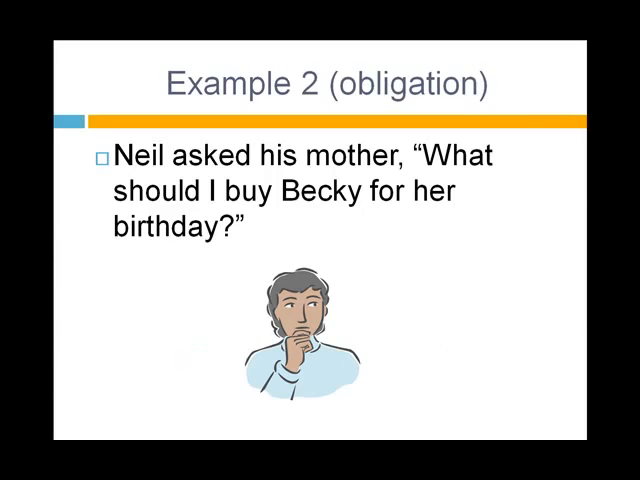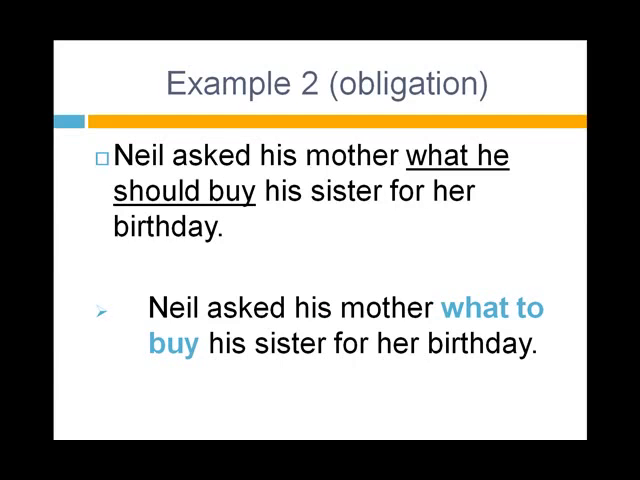Example 2. Obligation. Neil asked his mother, "What should I buy Becky for her birthday?" Now, how will we report this question? First, we could try to report the question using as many of the original words as possible. Neil asked his mother what he should buy his sister for her birthday. We could also say, Neil asked his mother what to buy his sister for her birthday. The second reported statement uses a WH infinitive. It's a shorter statement. You can see that we lost the modal verb should, and we don't need the pronoun he.